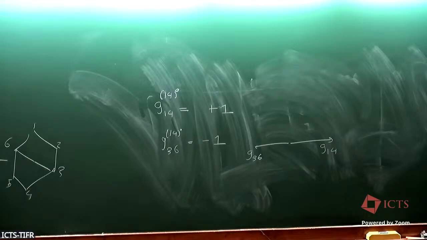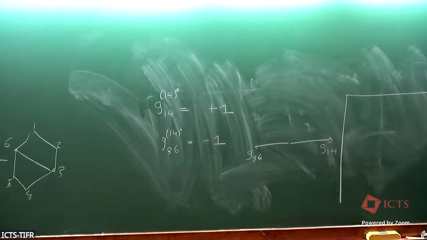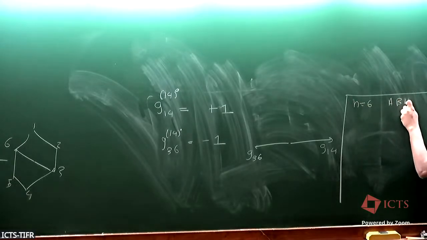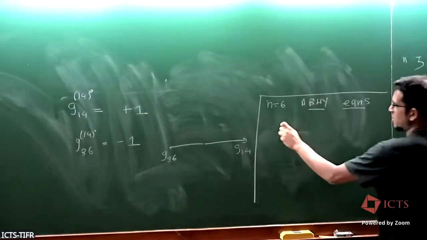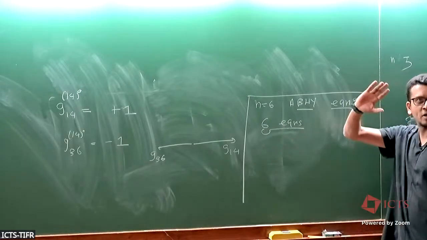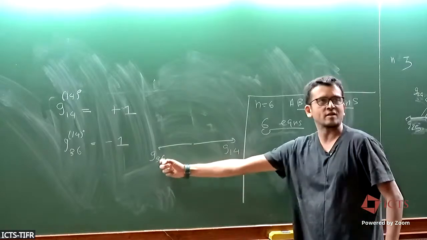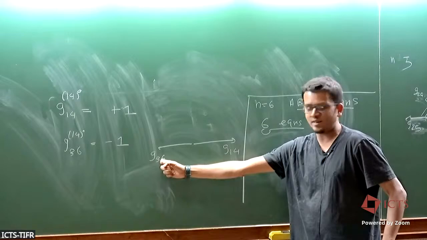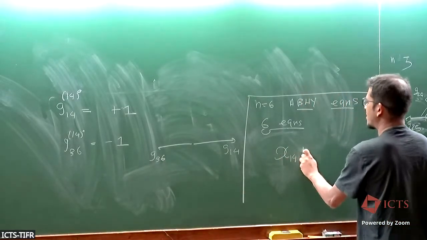axis, which basically means, in practical terms, take all your equations in the n equal to 6 case, take all n equal to 6 ABHY equations, which are 6 equations in all, and look at the equation which only involves x14 and x36. Only these two variables, no other variable. That turns out to be precisely one equation, and that equation turns out to be x14 plus x36.